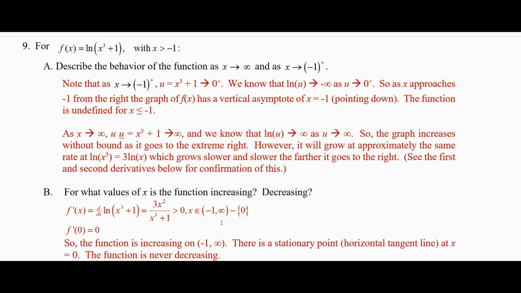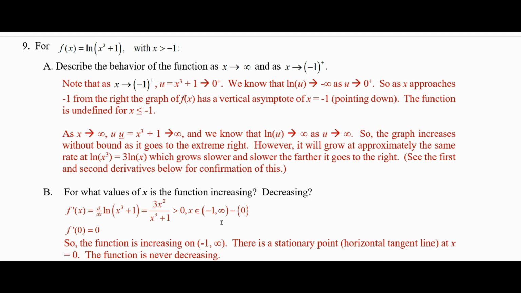So in the last video, we analyzed a family of functions. This time we're going to analyze a specific function: f of x equals the natural logarithm of parentheses x cubed plus 1. I didn't really have to say x is greater than negative 1. That's implied by this because x cubed plus 1 has to be positive because the logarithm is only defined for positive values. And so that happens when x is greater than negative 1.